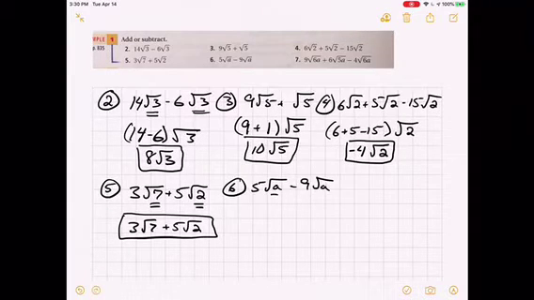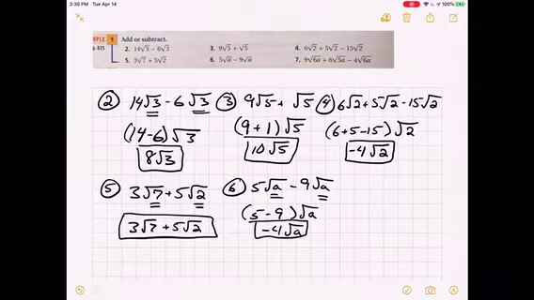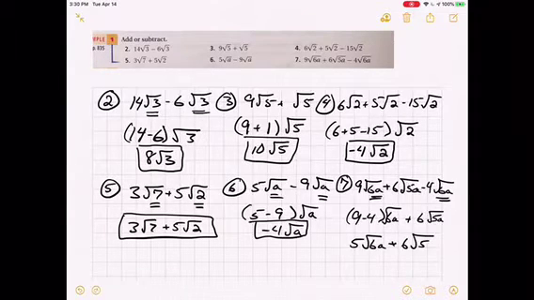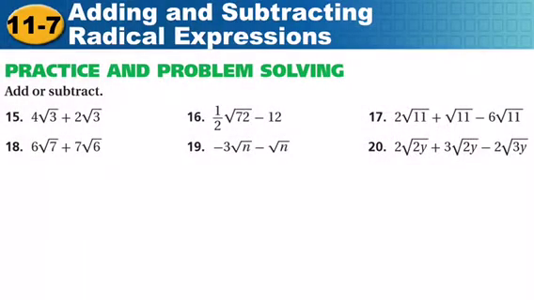Number 6. 5 times the square root of a minus 9 times the square root of a. They are both square roots of a, so it's 5 minus 9 times the square root of a, which is negative 4 times the square root of a. Number 7. 9 times the square root of 6a plus 6 times the square root of 5a minus 4 times the square root of 6a. So the first and last are 6a. So it's 9 minus 4 times the square root of 6a. And then that's plus 6 times the square root of 5a. So that's going to be 5 times the square root of 6a plus 6 times the square root of 5a. And that is it. You're going to work that for these problems here, 15 through 20.